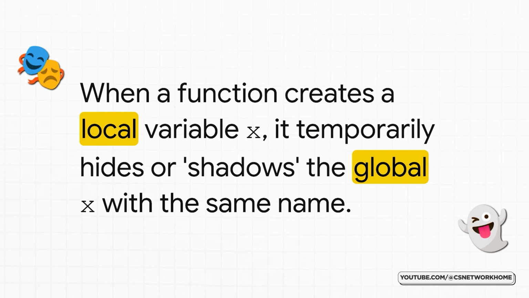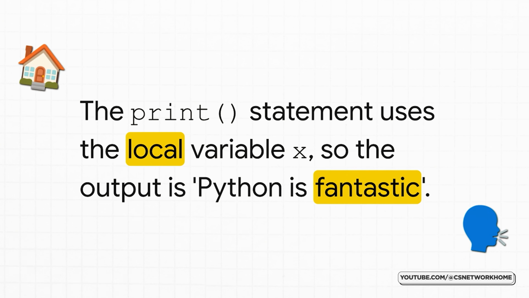So here's the absolute key takeaway. When myfunc says x equals fantastic, it is not changing the original global x. Not at all. It's creating a brand new local variable that only myfunc knows about. This is a really important concept called shadowing. That local x basically casts a shadow over the global one, hiding it from view, but only while we're inside the function. And we can see that happening right here.